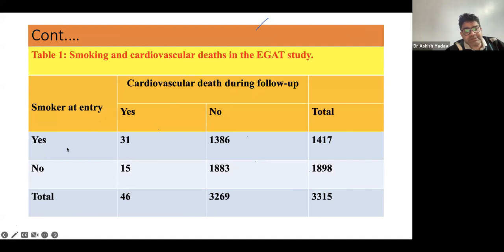Okay, so smoking and cardiovascular death in the EGAT study. Smoker at entry, yes, no. Cardiovascular death during follow-up, yes, no. And we have got this study output, a cross tabulation. So we can easily calculate the risk in the exposed group. Risk in the exposed group will be 31 divided by 1417. Similarly, risk in the non-exposed group will be 15 divided by 1898.